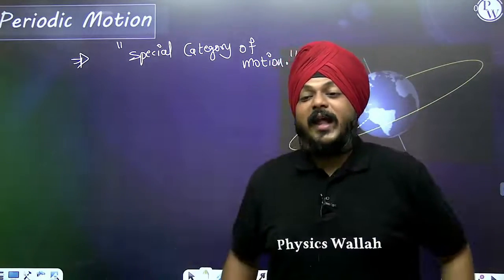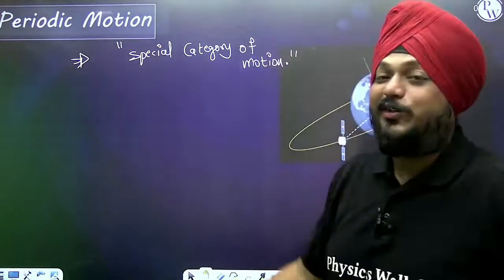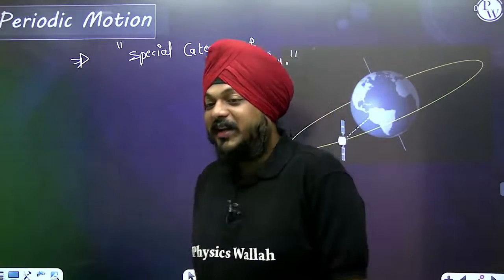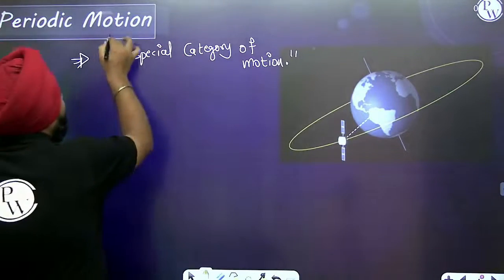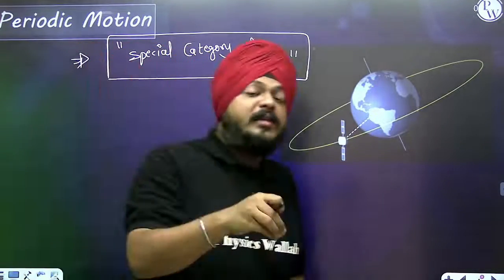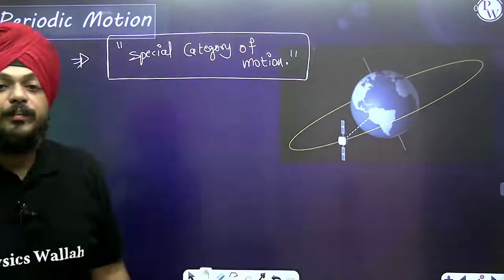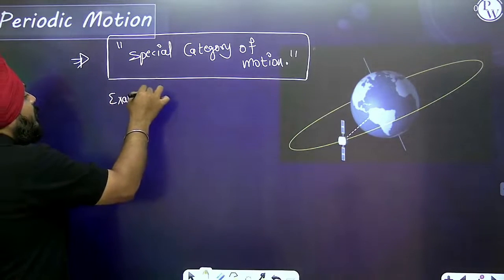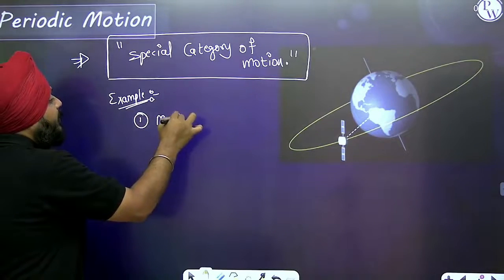Because the entire physics is like that only. We are not able to understand the minor stuff, then how are we going to understand the special category? So I want to tell you all why this special category. Understanding the logic behind why this special category will help us in understanding these things. The best example is the motion of a satellite.